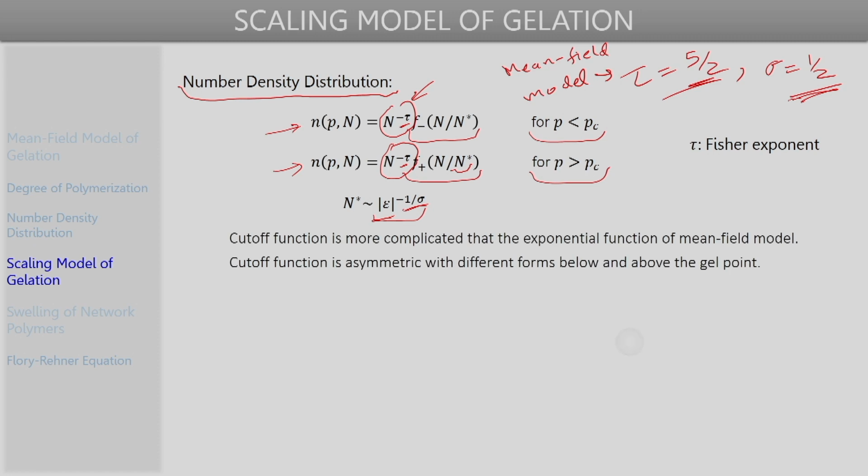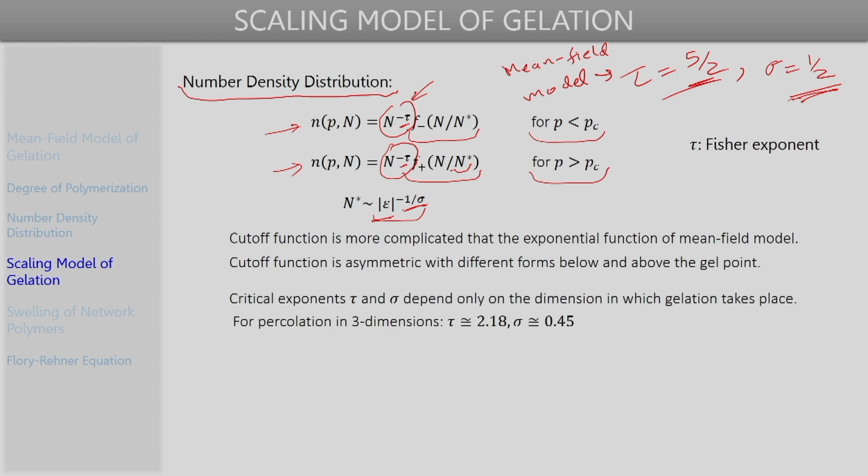As we discussed, the difference from the mean field model is that the cutoff function here is more complicated and asymmetric, with different forms below and above the gel point. The cutoff function in the mean field model is a simple exponential function, but in the scaling model the exact form of the cutoff function is not known. The exponents tau and sigma are called critical exponents. Tau has the special name of Fisher exponent. These critical exponents depend on the dimension of the problem.